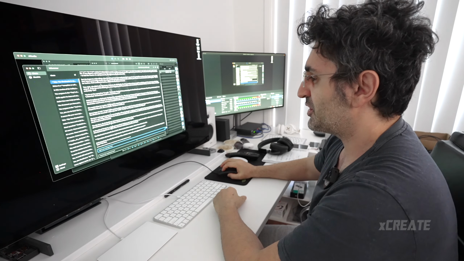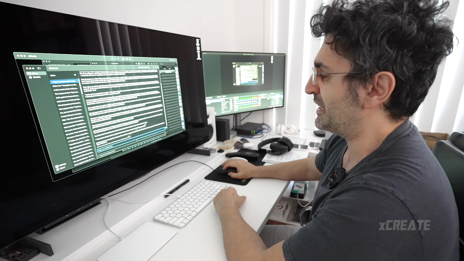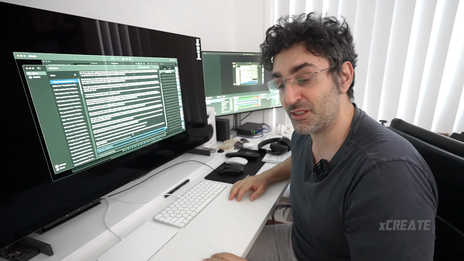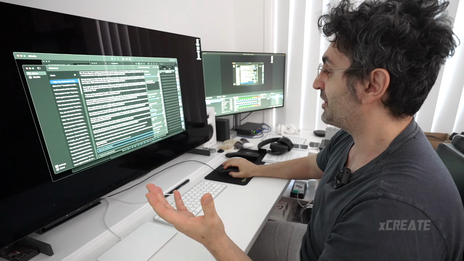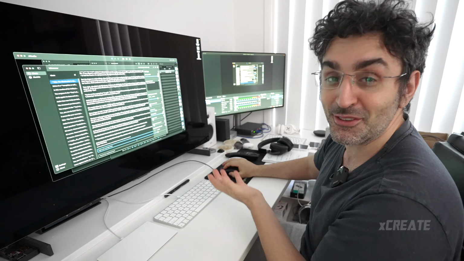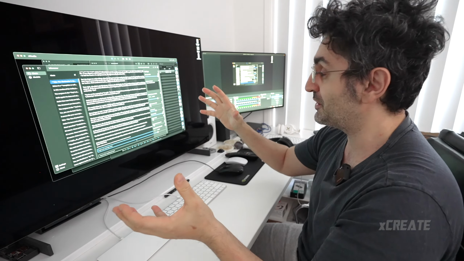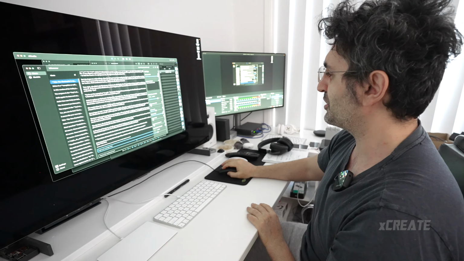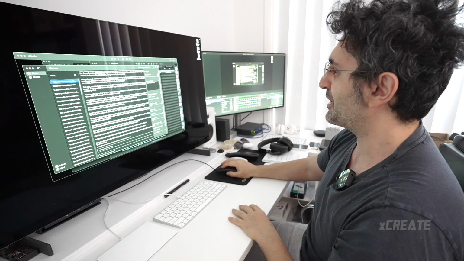That's really good. So the Clockmaker still rolls at dusk, but now it carries no gears, just a note nailed to the side. Time takes, but sometimes it gives back if you're brave enough to steal it from yourself. So really, I've got the temperature set to 0. I'm not even getting it to be creative. That means it is 100% sticking with the most probable tokens, and it's still a good story. Maybe I'll just make that 10. I like giving a little bit of leeway just in case it wants to be a bit creative.